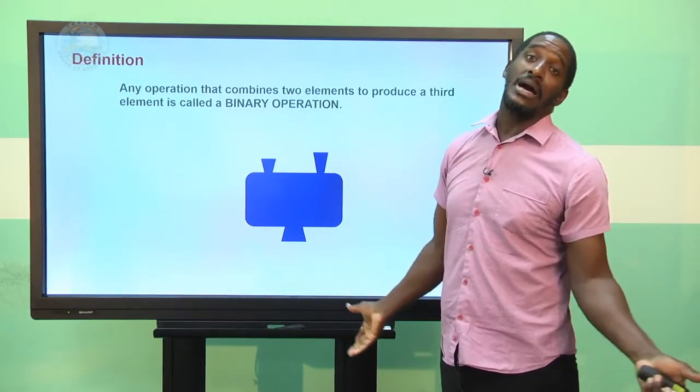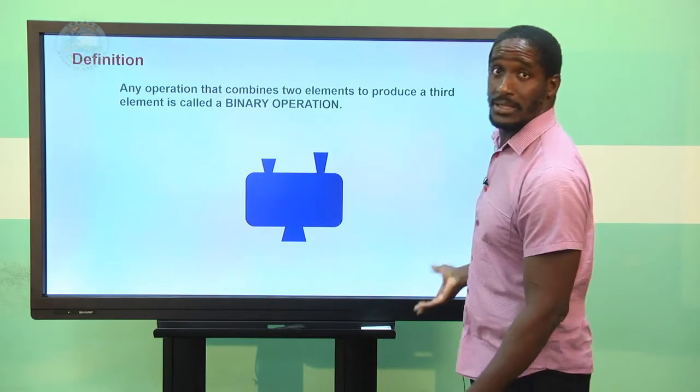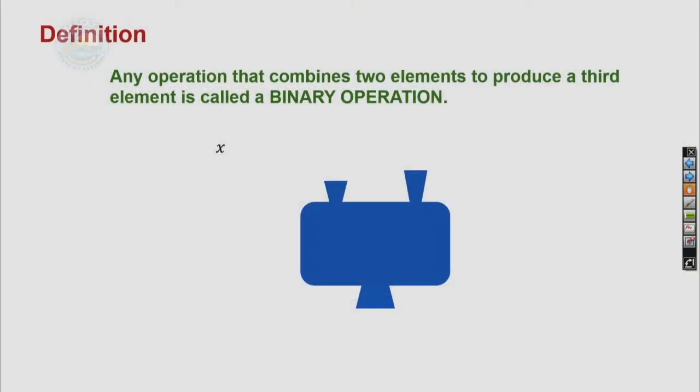Here in mathematics, we are focused in algebra, so we shall be using some variables. I take variable x, I put it into my blender. I take variable y, I put it into my blender. My blender, using its binary operation skills, produces a combination of x and y. This here is my third element.